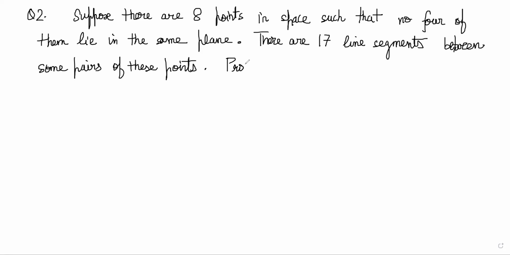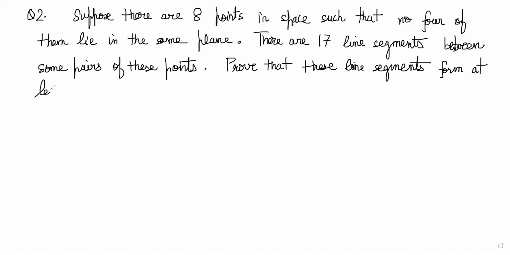Prove that these line segments form at least one triangle. Okay, so there are 8 points in space. No 4 of them lie in the same plane. So most of them are not coplanar. 3 of them could lie in the same plane, but not 4, right? And there are 17 line segments between some pairs of these points.